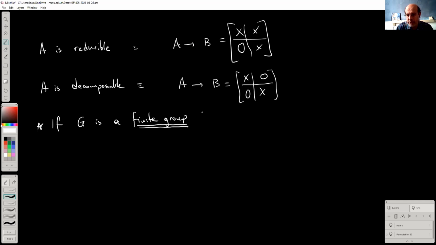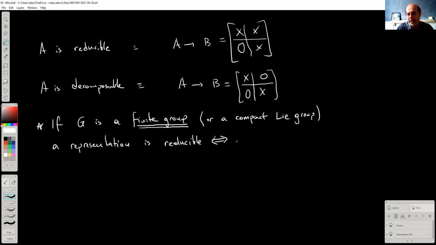But let me add a small note in here, or a compact Lie group. I'm going to explain what that means. So a Lie group is basically a continuous group, but it has to be compact, right? A representation is reducible if and only if it is decomposable. So the reducibility and the decomposability are the same.